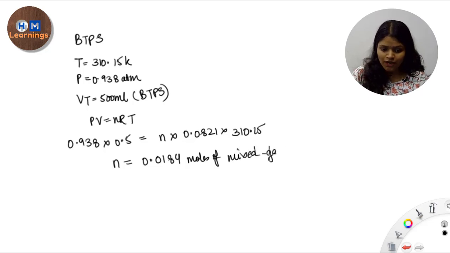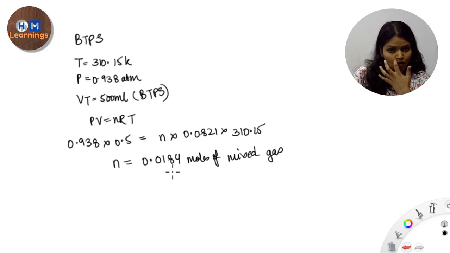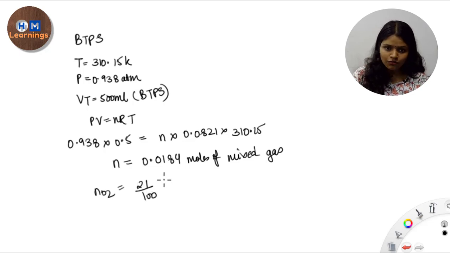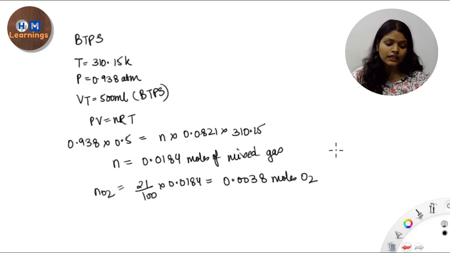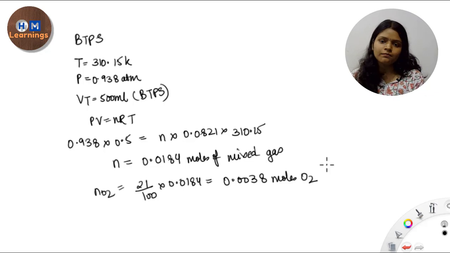So at rest, if I am taking 500 ml of gas present inside my lungs, it contains 0.0184 moles of mixed gas. And if I am interested in knowing the moles of oxygen present in this, I can easily use the 21% again. So if I calculate 21% of 0.0184, I get the number of oxygen moles as 0.0038 moles of oxygen present in 500 ml of air at BTPS.